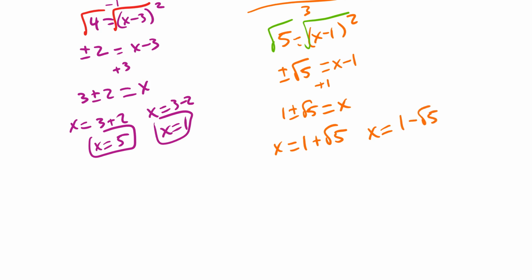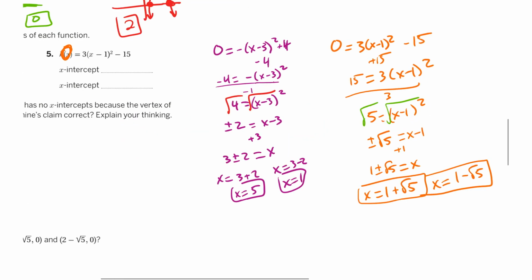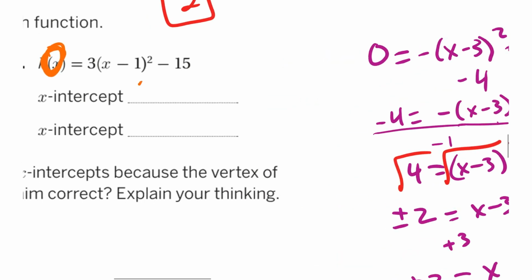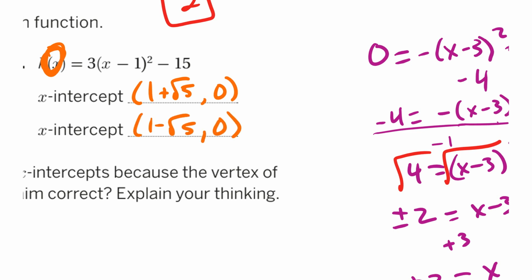And so even though it is a little bit funky looking, that's okay. We're going to still put our x-intercepts over here with those as answers. We could technically plug in the square root of 5 into a calculator and get a decimal answer, but I'd prefer having the exact answers here, which includes that square root, even though it doesn't look super pretty.